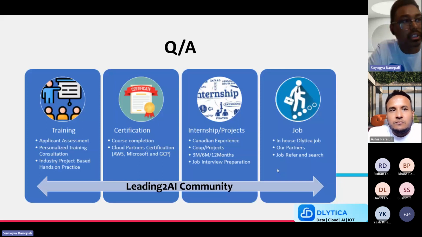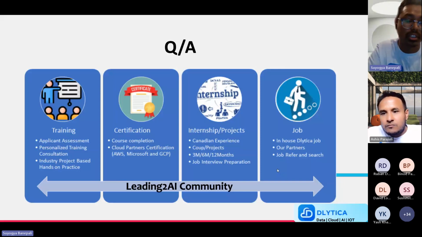I was working as a business analyst in one of the top companies in Nepal, and I am working as a senior data analyst here as well, business analyst here as well.